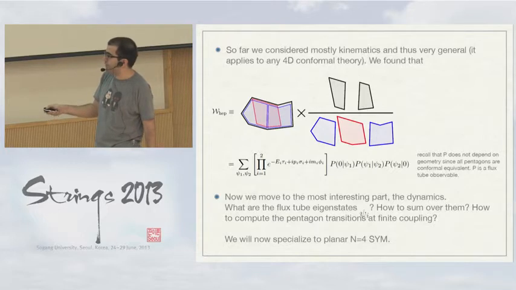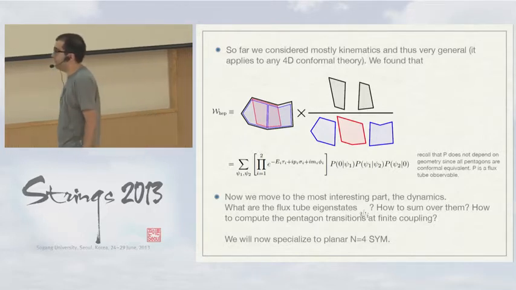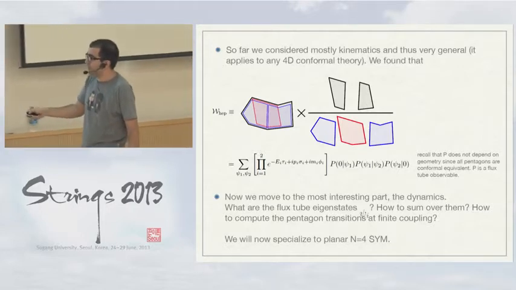Here I wrote the heptagon, so there is vacuum to psi1 to psi2 to vacuum. Okay? And we have to compute these two quantities, the energies, the transitions, and we have to understand what these sums mean.